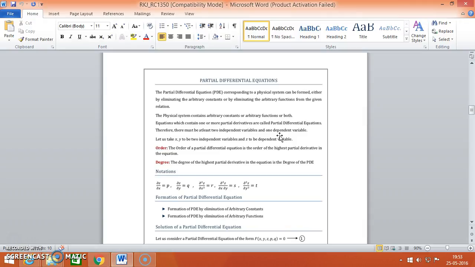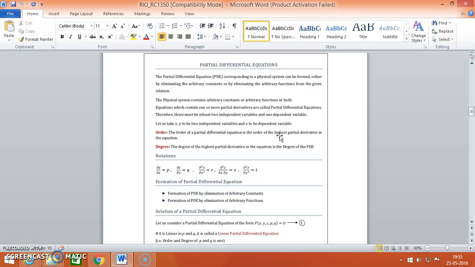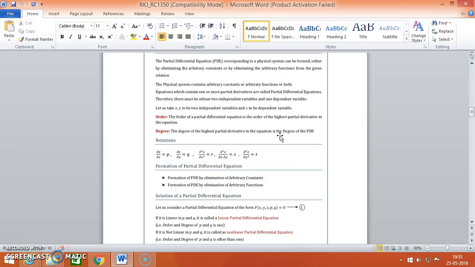Equations which contain one or more partial derivatives are called partial differential equations. Therefore, there must be at least two independent variables and one dependent variable in a partial differential equation. Let us take x and y to be two independent variables and z to be the dependent variable.